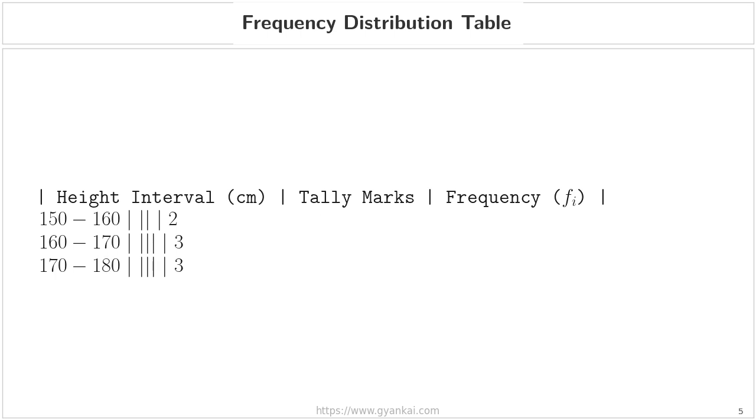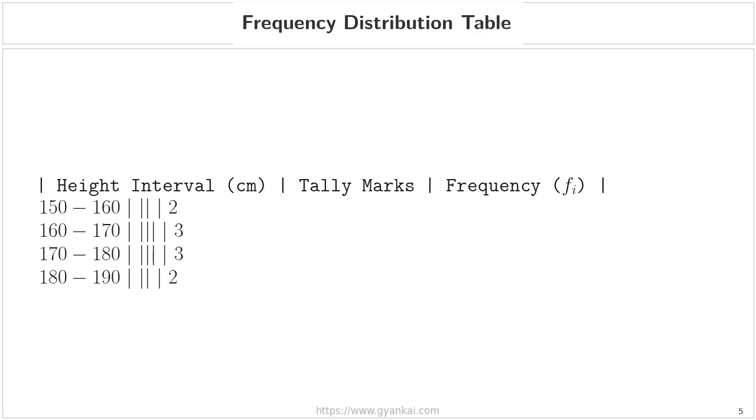Finally, the third column shows the frequency, denoted as f sub i. This is simply the numerical count of how many students fall into each range. So, for the interval of 150 to 160, the frequency is 2. For the next 2 intervals, the frequency is 3 each, and for the final interval, the frequency is 2.